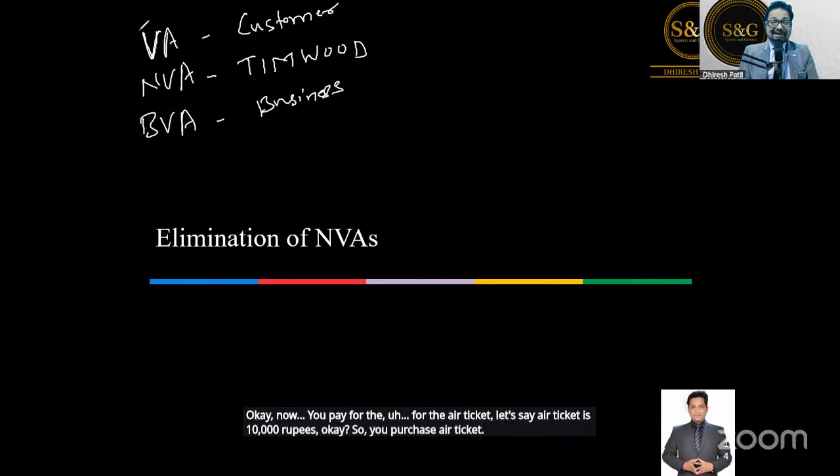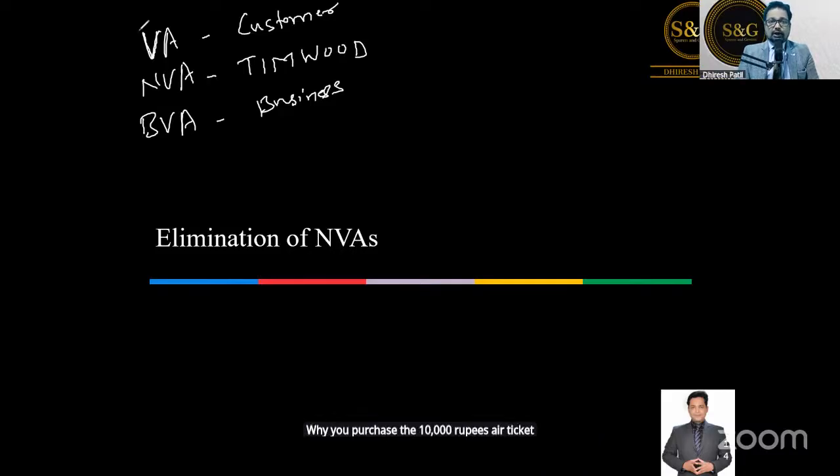Why do you purchase the 10,000 rupees air ticket? Because it is the fastest reliable way of reaching from Bangalore to Delhi. Okay, there is roadways, there is railways, but airways is the fastest reliable way to reach within time. That's what you are ready to pay for. That is called value added.